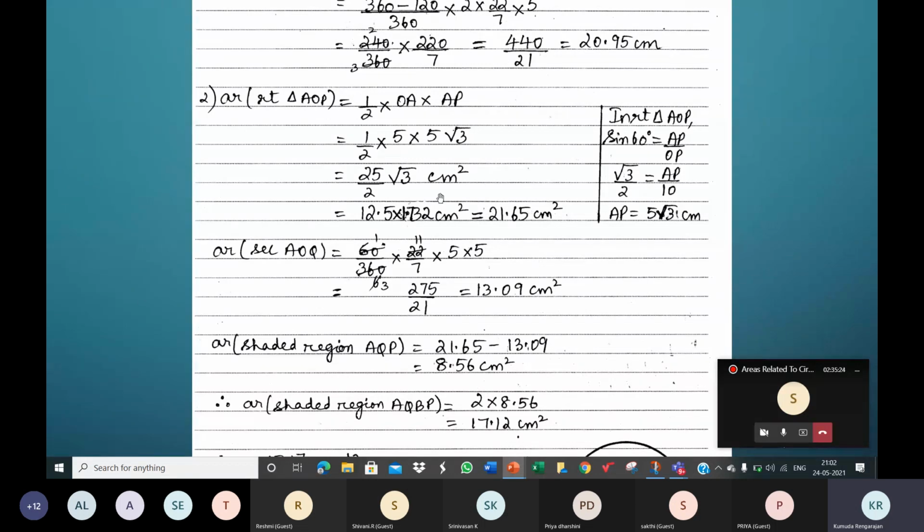I found it here. Area of the sector: as I explained in the second case, you can find the area of the sector AOQ, whose sector angle is 60 degrees. Find the area of the shaded region and double it to find the area of the entire shaded region. This is the second method which I said.